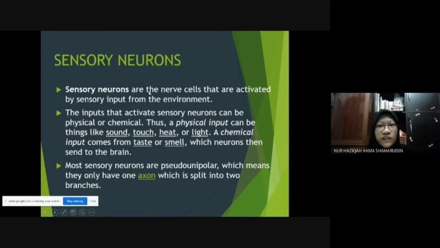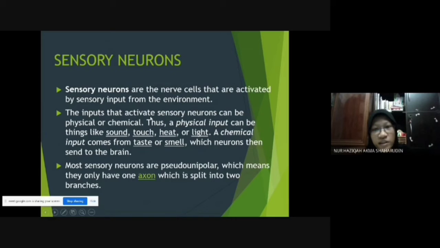Sensory neurons are the nerve cells that are activated by sensory input from the environment. For example, when you touch a hot surface such as a hot kettle or candle with your fingertips, the sensory neurons will be the ones firing and sending off signals to the nervous system about the information they have received. That's an example that can be found within it.